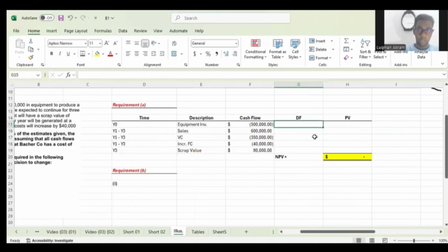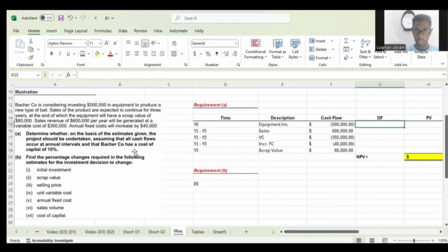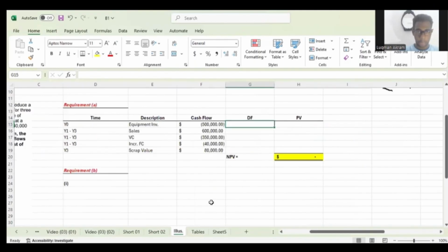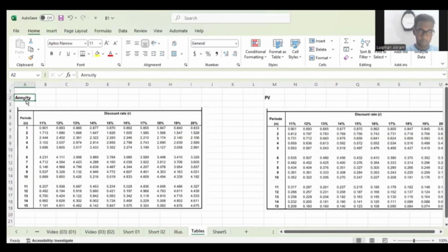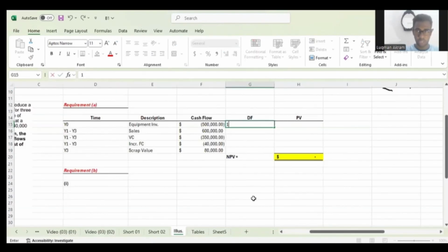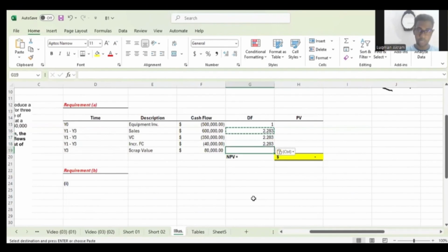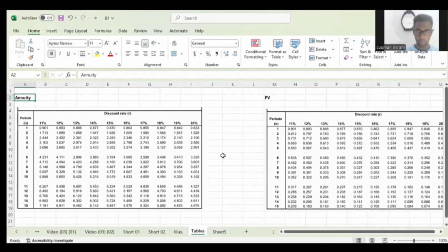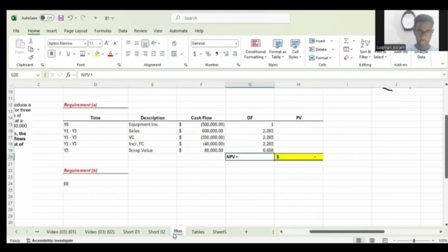Now we have to take the discounting factors, which would be the annuity factors in this case. Let's refer to the 15% annuity table column. At period 3, 2.283 would be the annuity factor. For year 0, the factor would obviously be 1. This 2.283 would be repeated for both the variable cost and the incremental fixed cost, but not for the scrap value, as it is a one-time receipt. For that, we will take the present value table, the discounting factor for year 3, which is 0.658.